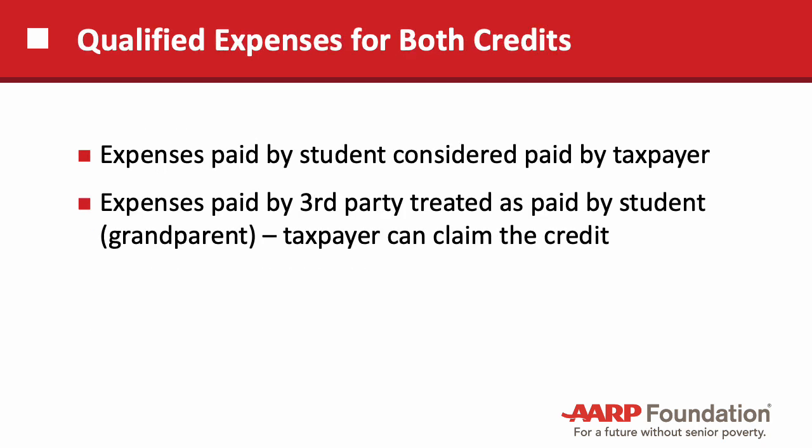For qualified expenses for both credits, expenses paid by the student are considered paid by the taxpayer. Expenses paid by a third party are treated as paid by the student. The third party may be a relative, such as a grandparent. In this case, if the grandparent pays the education expenses, it's deemed paid by the student, and the parent taxpayers can claim the credit.